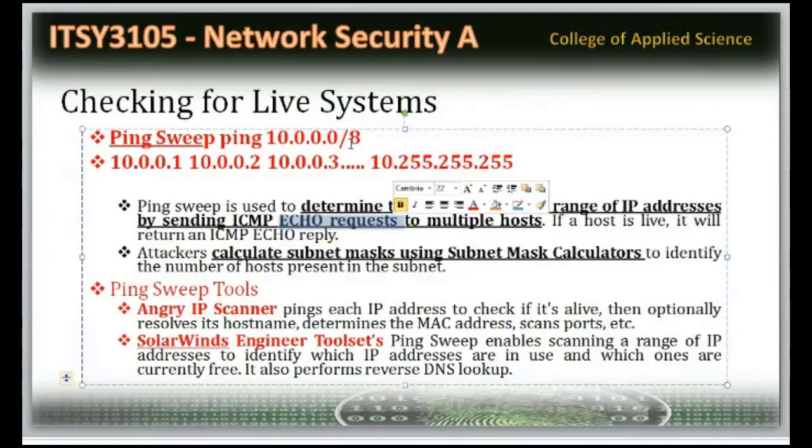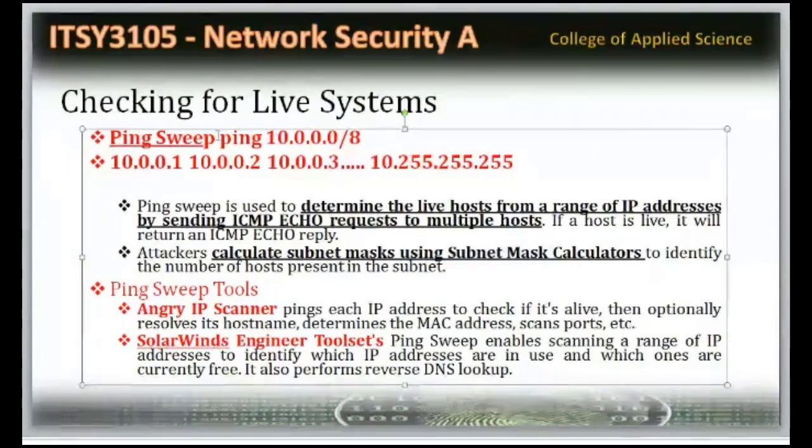Okay, so this is called the subnet mask. Using the subnet mask, you can easily calculate how many computers are available in the network. Now, for doing the ping sweep, we have some tools. The name of the tool is Angry IP Scanner. This is one of the important tools. You can search for it on the internet and you can find this tool.